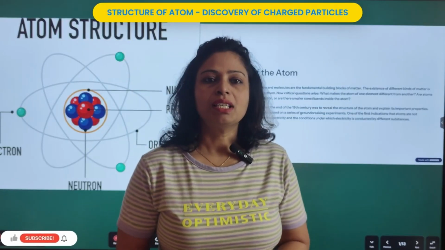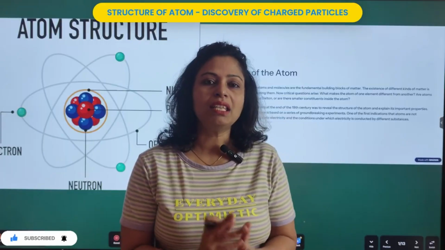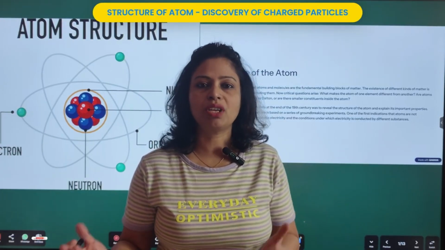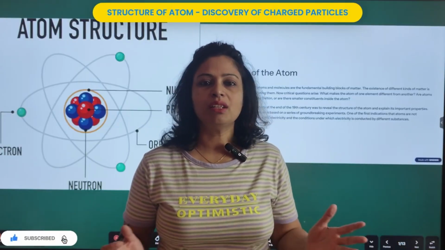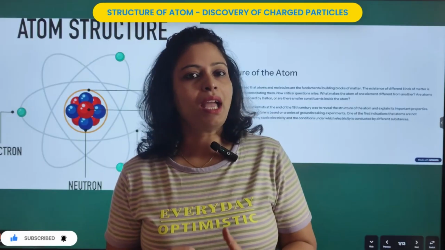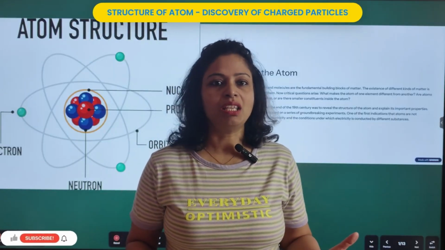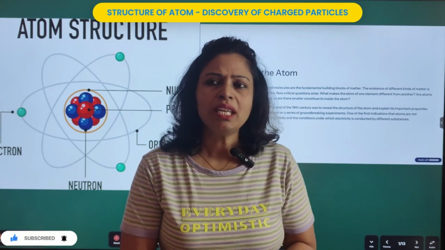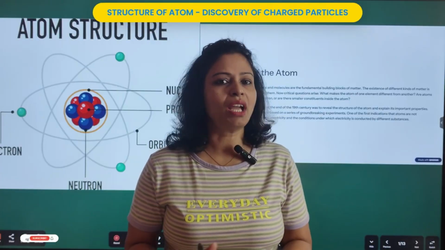So this chapter is the structure of atom. Children, you must be knowing that anything in this world, anything you see around you, like a table, chair, your pen, pencil, or anybody in the world, is made up of atoms, right? So atom is the smallest unit of anything. It is the smallest entity present. Any matter, whether it's a solid or a liquid or a gas, is made of atoms.